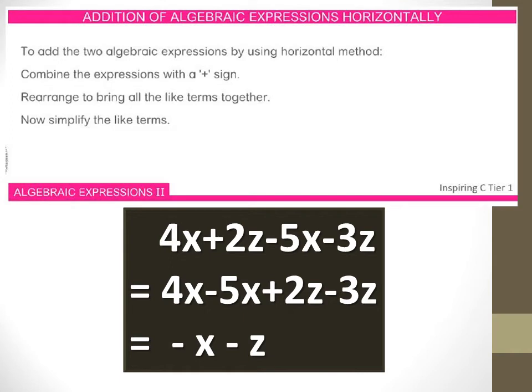So 4 minus 5 gives us minus 1. So minus 1x we will write as minus x. And 2 minus 3 gives us minus 1. So minus 1z we will write as minus z. So our final answer will be minus x minus z.